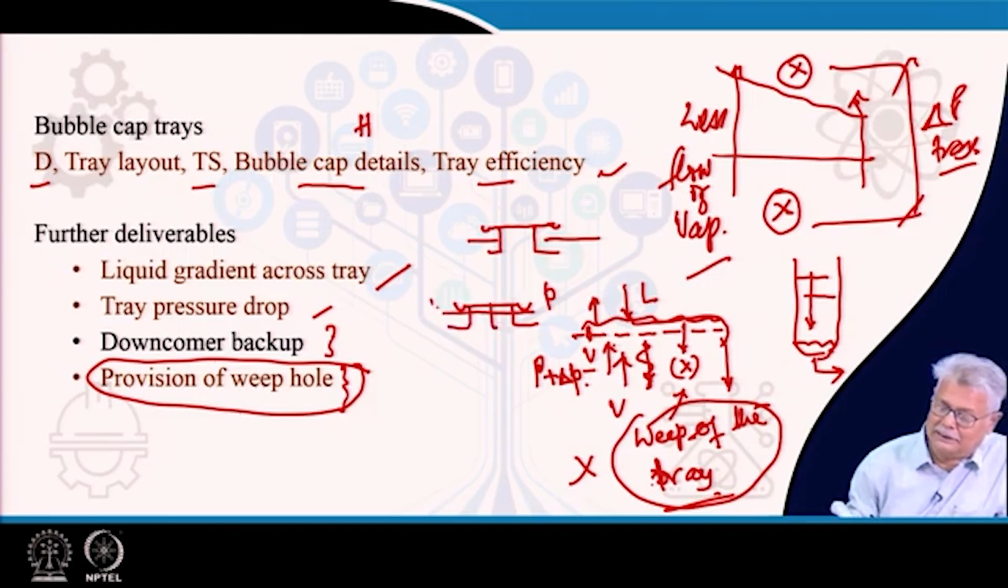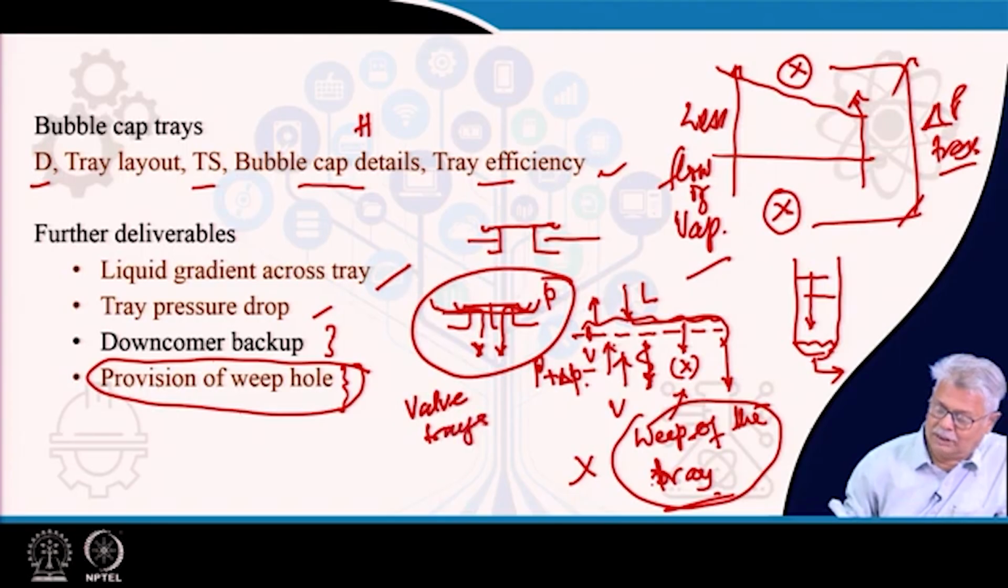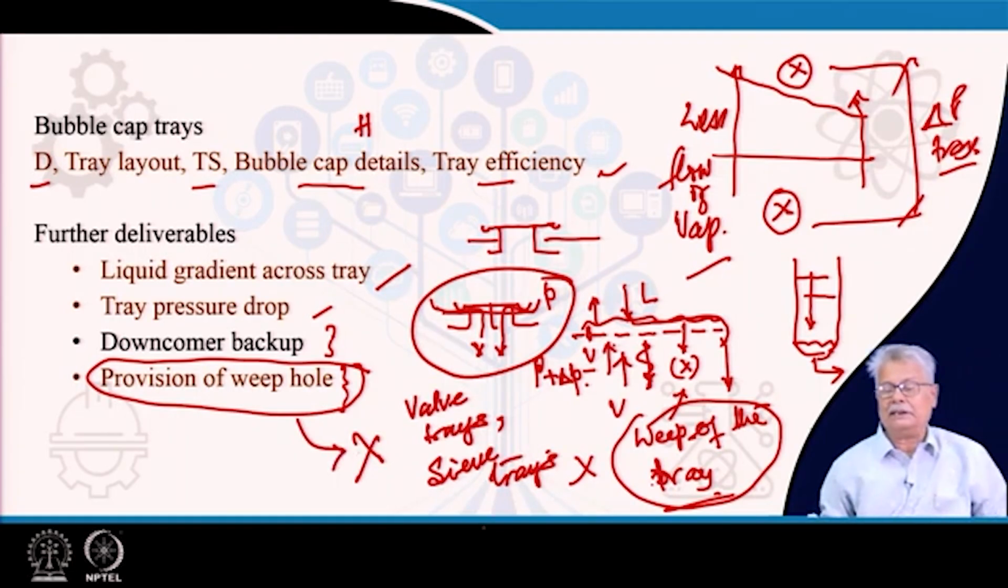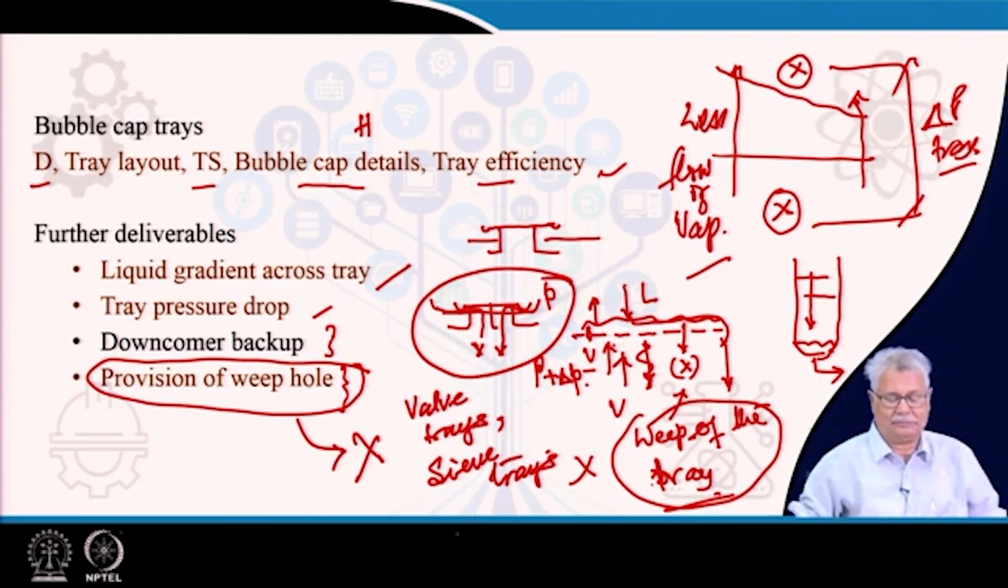So, what happens is there is possibility of the weeping which can take place this way. So, it weeps. So, you do not require provision of weep holes in case of your valve trays, and obviously you do not need it in case of sieve plates. You do not need this. In case of the other type, which is the bubble cap, you definitely will be needing it.